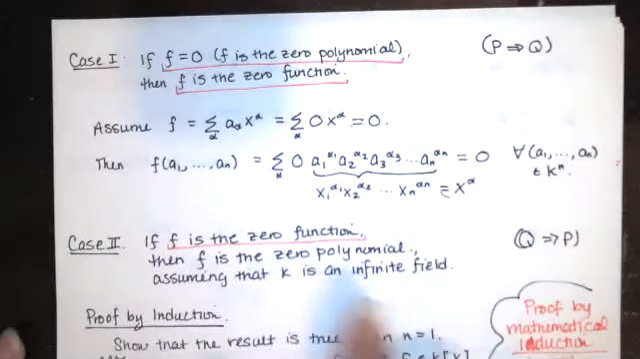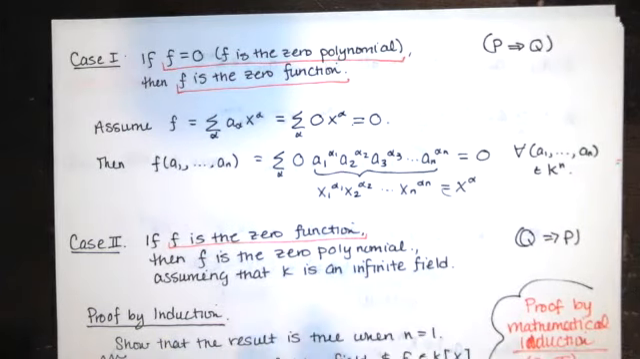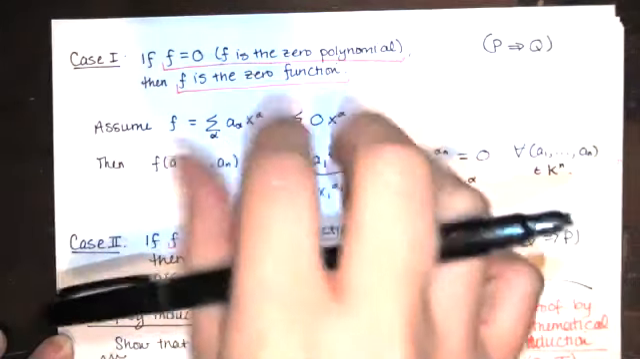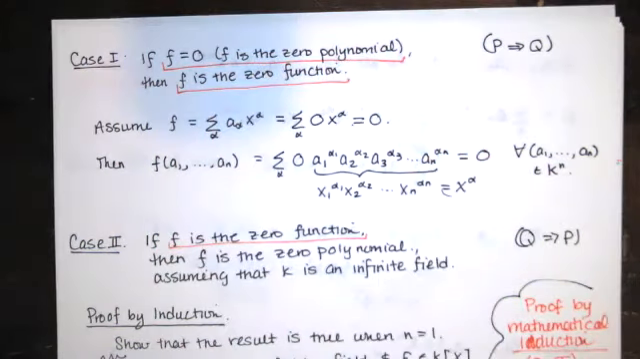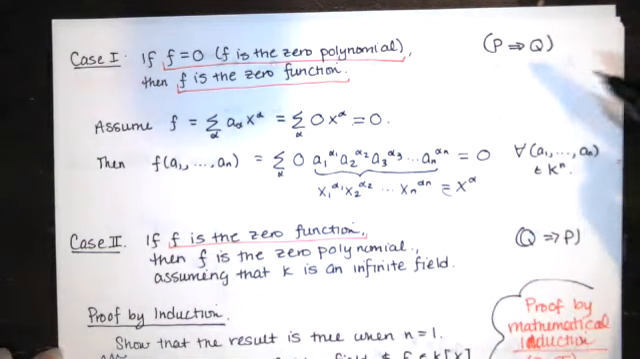Okay. So we have just shown that this is true by the principle of mathematical induction. So if f is the zero function, then f is the zero polynomial when k is an infinite field. And if f is the zero polynomial, then f is the zero function. So these two are equivalent to each other when k is an infinite field.